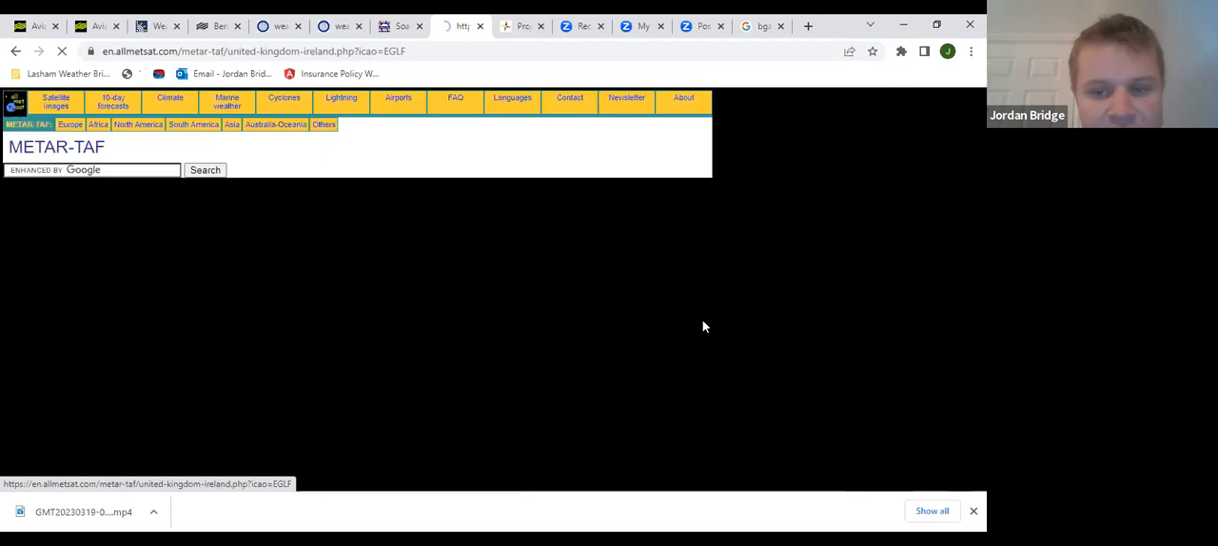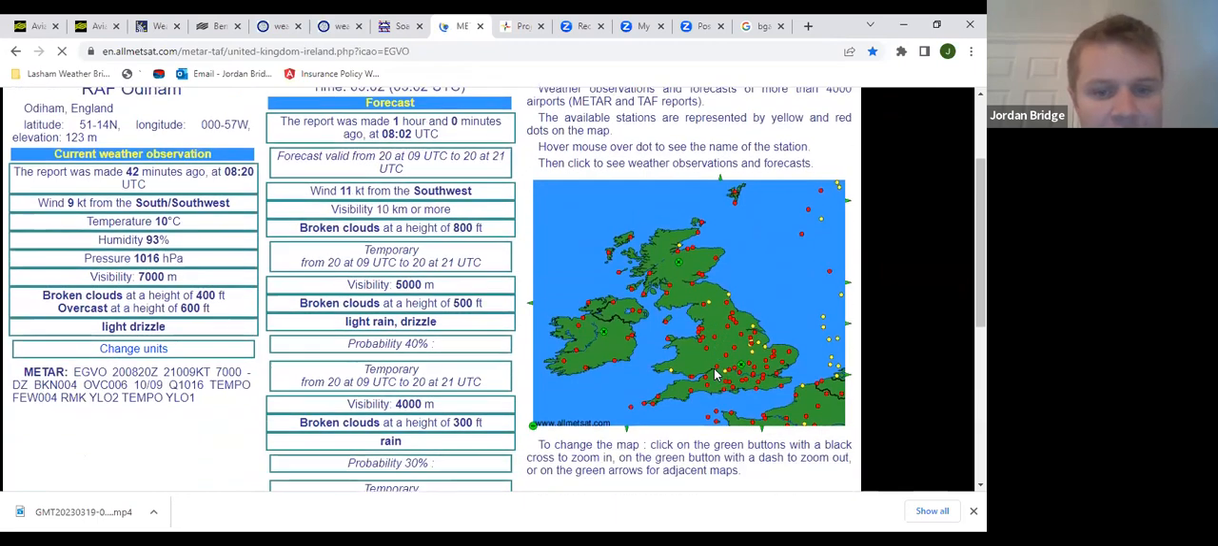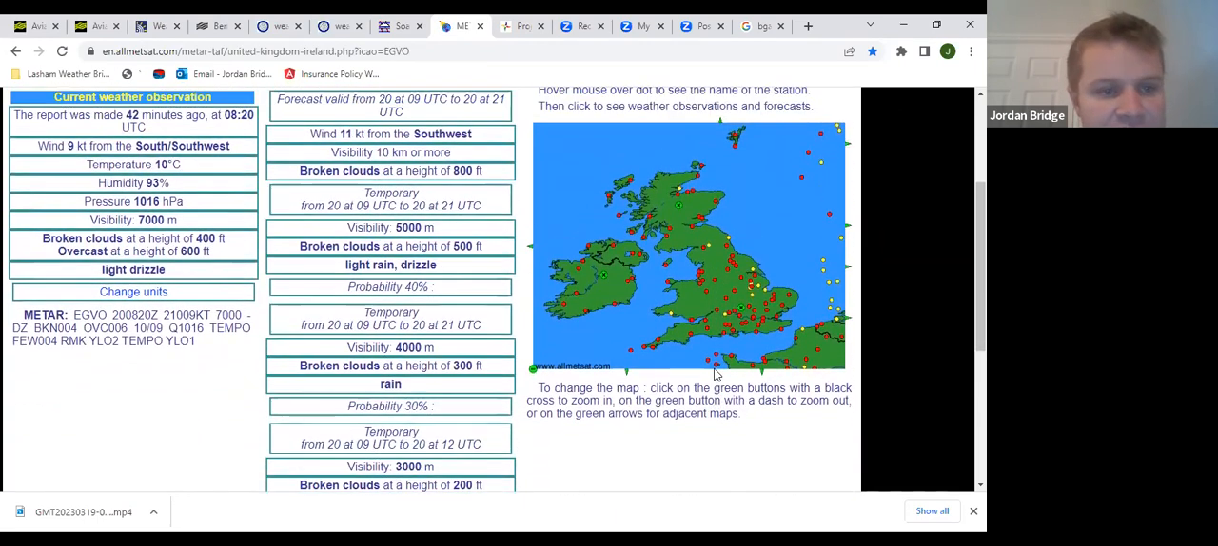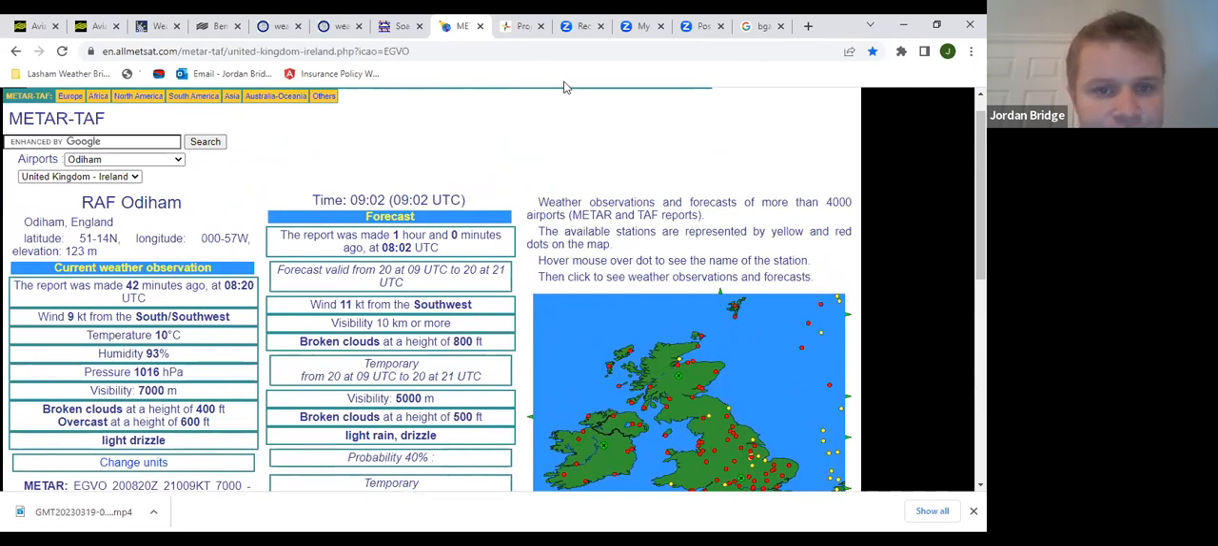Looking at your TAFs and METARs, Farnborough is currently reporting 500 feet, overcast 800 feet, and fairly similar on the TAFs as well. And that's exactly the same at Odiham, so it's fairly decisive. So there's not too much to say today, really.